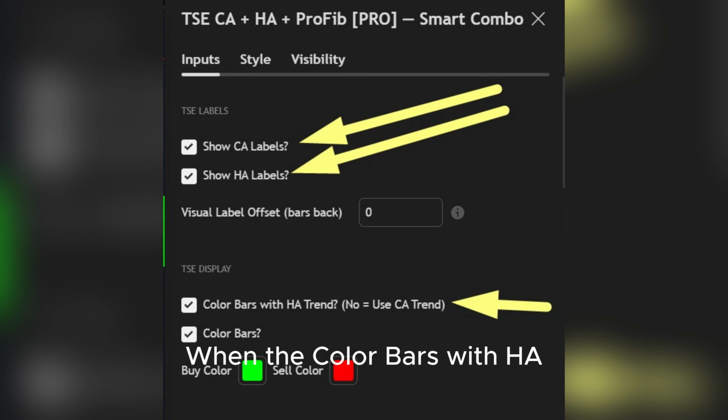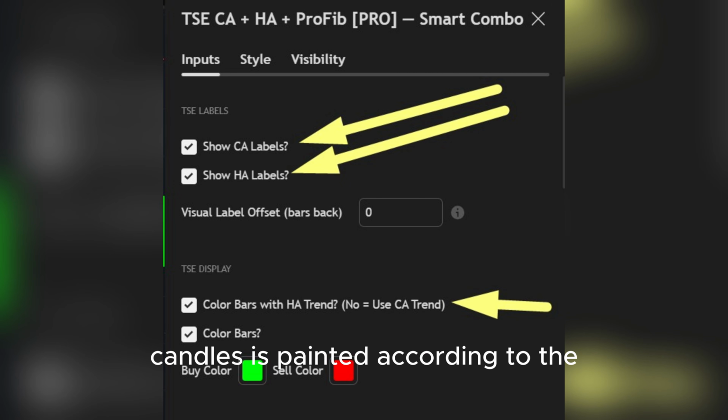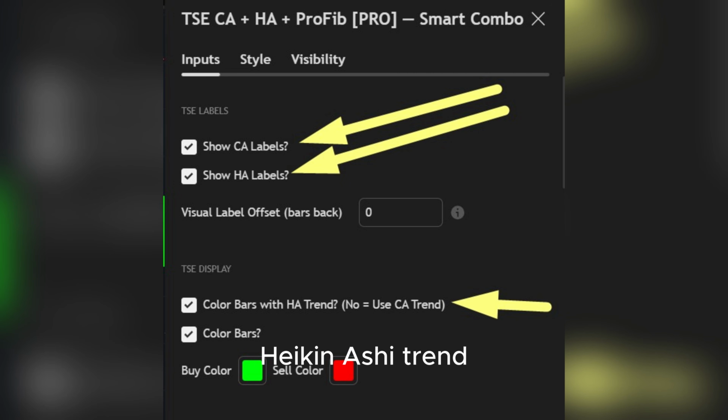When the color bars with HA trend option is enabled, the color of the candles is painted according to the Heikin Ashi trend. When it is disabled, the coloring is done according to the normal candle trend. The color bars option allows you to turn on or off the coloring of candles by the indicator. From the buy color section, you can change the color of the buy signals. And from the sell color section, you can change the color of the sell signals as you wish. The trend period setting determines the period used in the trend calculation, and as you increase this value, the trend works in a more filtered and longer term manner.